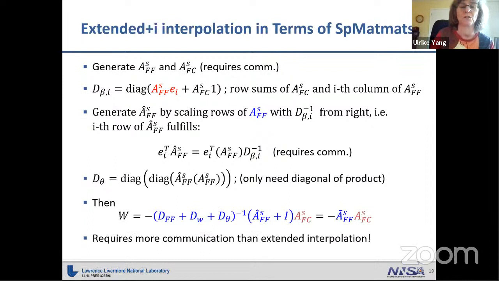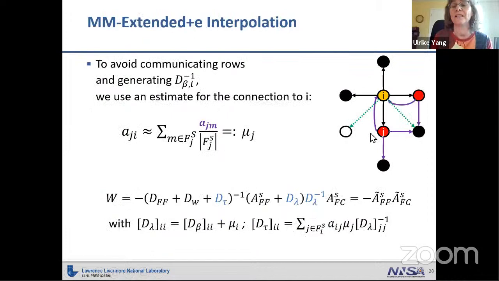And so we came up with one additional one, which we call MM extended plus E, where we try to replace the estimate of this connection by just the average of all the strong connections here in the following way. This allows us to do this locally within a process and then just send this result over versus whole rows, and we don't have to do the searching. So that's another option. So we now have three new interpolation matrices.